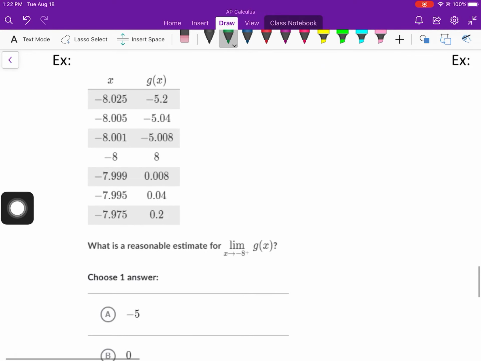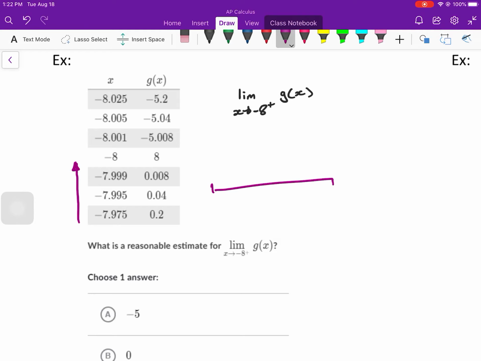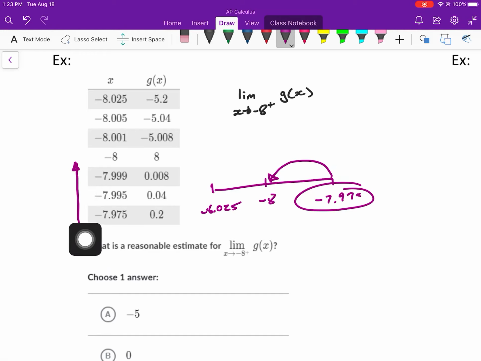Let's take a look at this table. So this time we have the limit as x approaches negative 8 from the right. So remember, from the right is actually going to be from the bottom up. If you were to list it on a number line, here's negative 8.025. To the right of it is negative 7.975, and right in between is negative 8. So this negative 7.975 is actually from the right side. So going from the bottom to the top would be working from the right to the left.